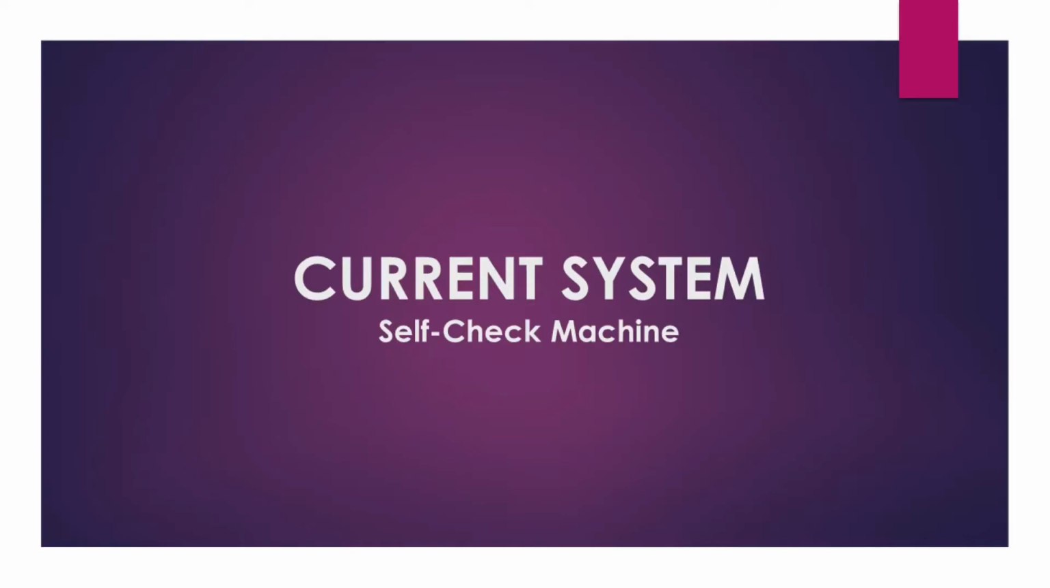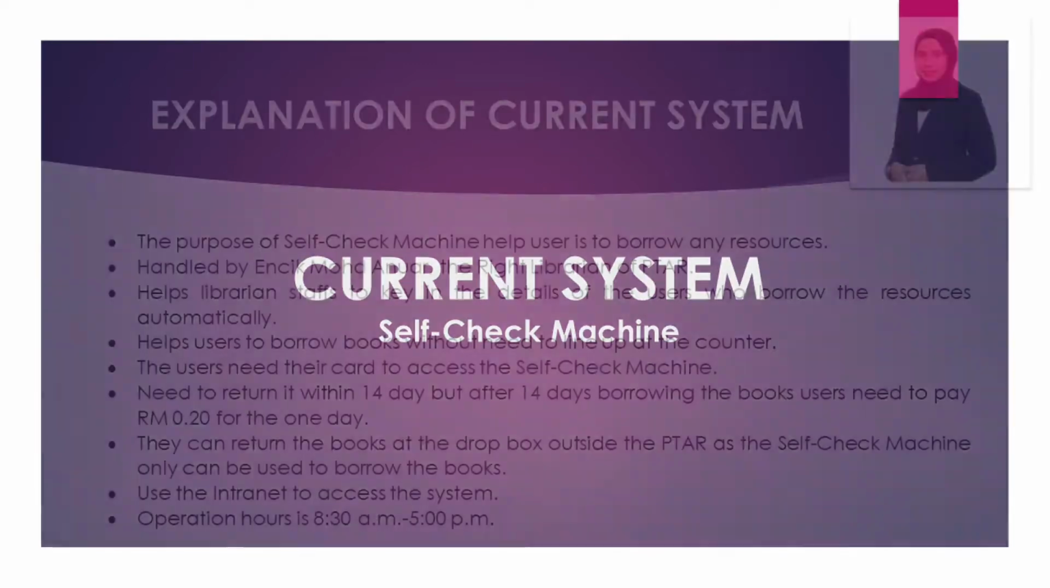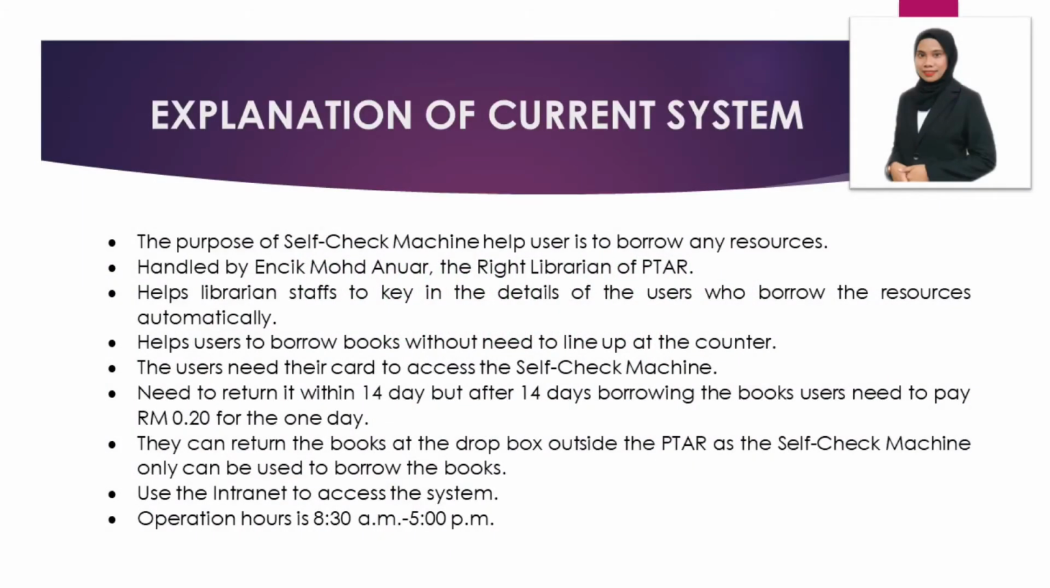Next, we move to the current system, the self-check machine. As we know, the self-check machine is one of the systems that help Ptar to run the business more smoothly and efficiently. The purpose of the self-check machine is to help users easily borrow any resources such as books, journals, encyclopedias and other academic materials. This system is handled by Encik Muhammad Anwar, who is the right librarian of Ptar. For staff and students, it helps them in the process of borrowing books because they do not need to line up at the counter in order to borrow the resources.